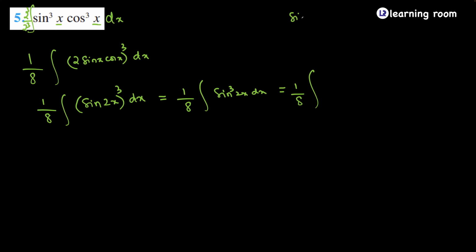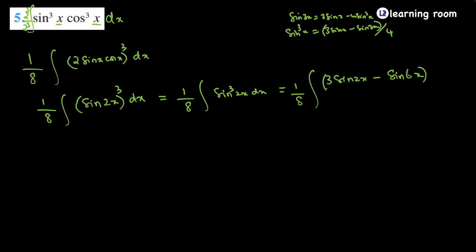So what is sin 3x? 3 sin x minus, then what should I write? Sin cube x will be equal to 3 sin x minus sin 3x the whole divided by 4. Right? Okay. Now the question is, what should I write? 3 sin 2x minus sin 6x, the whole divided by 4 times dx.